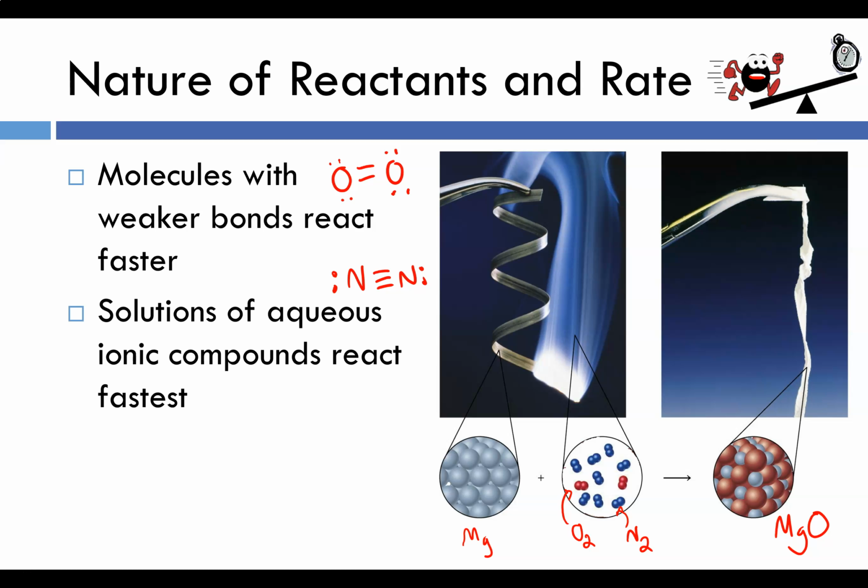Make a note, aqueous ionic compounds are going to react the fastest. If you think about double replacement reactions, which we talked about last semester, almost as soon as you mix those two aqueous solutions together, you get a reaction. Why is that? Think about what happens when you take an ionic compound, maybe something like sodium chloride, and you dissolve it in water. What does it do? Oh, it breaks apart into ions. Both be aqueous.